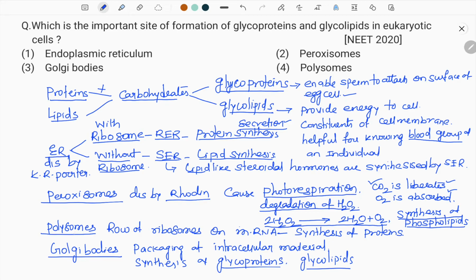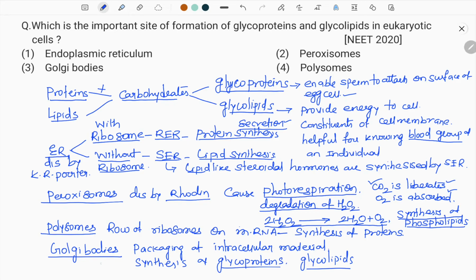Then coming to polysomes. Polysomes are ribosomes present in a row on mRNA. They translate the genetic message present on mRNA and join amino acids by peptide bonds to form polypeptides, that are proteins. So the main function of ribosomes is to synthesize proteins.